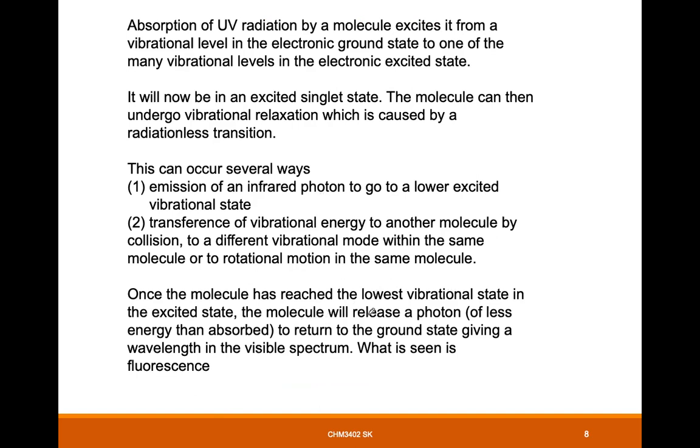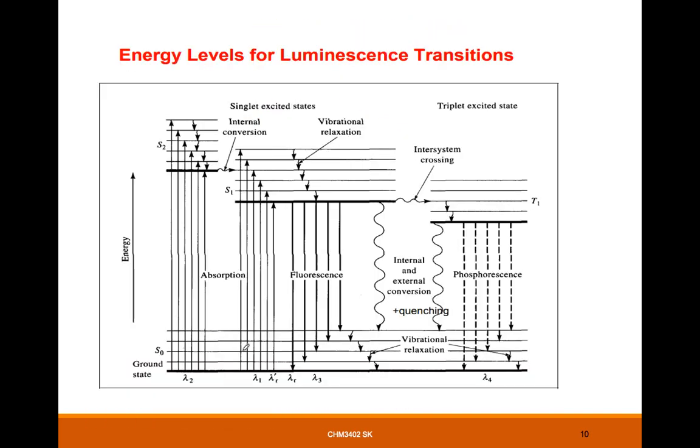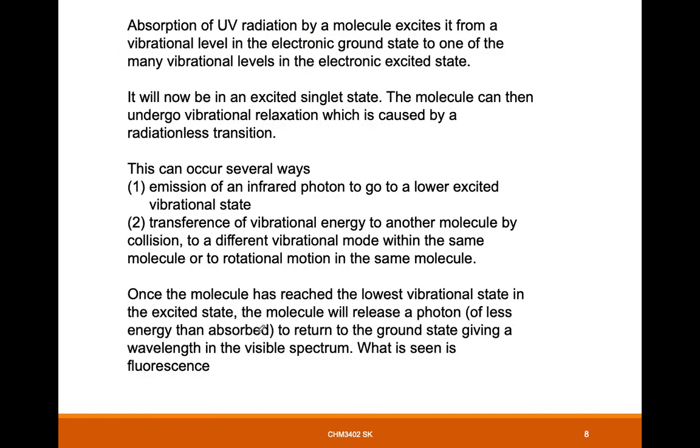the molecule will release a photon of less energy than the absorbed, because you can see there is a difference between what is absorbed and what is released. The amount is different, and of course the lambda is different. To return to the ground state, giving a wavelength in the visible region, is seen as fluorescence.